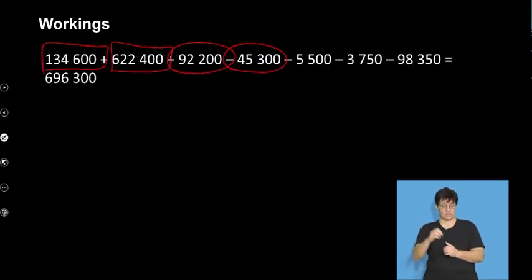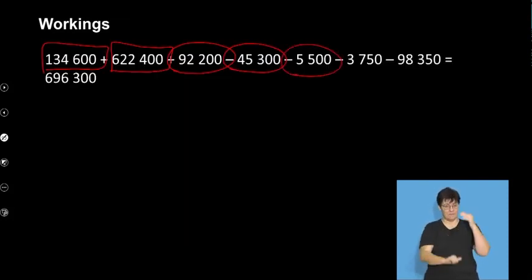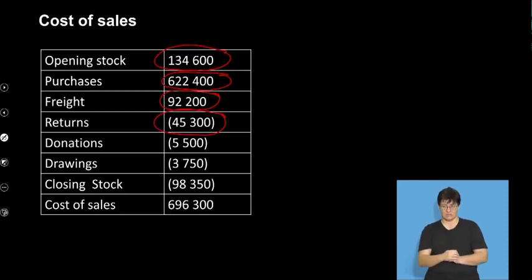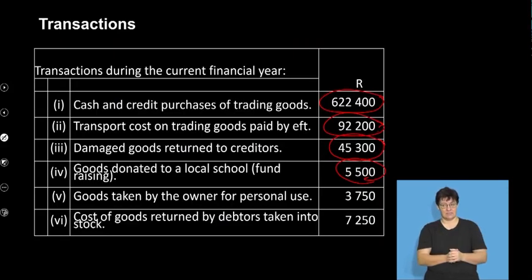And the next item is goods donated to a local school that were fundraising, 5,500. Watch here, minus the 5,500. Whereas in my table, again, donations are specified in brackets. Can you see? It's in a bracket, indicating that I am subtracting.